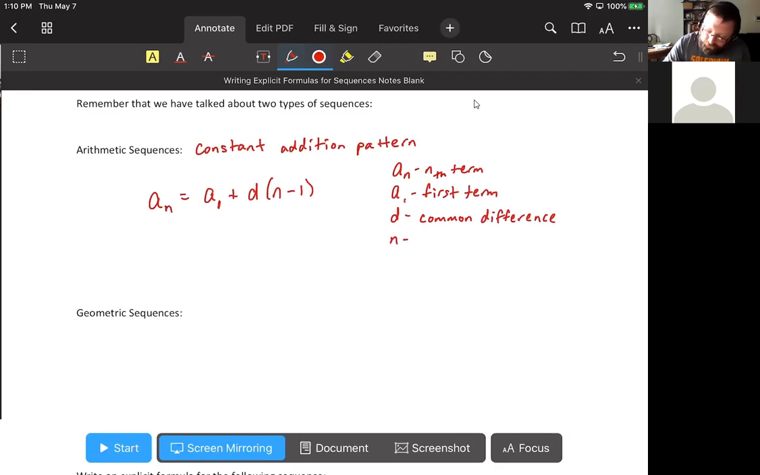And n is the term number, which again, you're never going to be plugging anything in for n. N is your independent variable, and a sub n is your dependent variable. So those two will stay in the equation. Your job will be to plug in the first term and the common difference, a sub 1 and d. And then you could simplify, but you don't have to, okay?